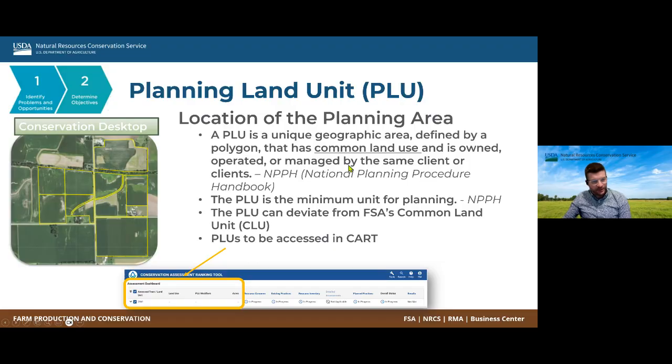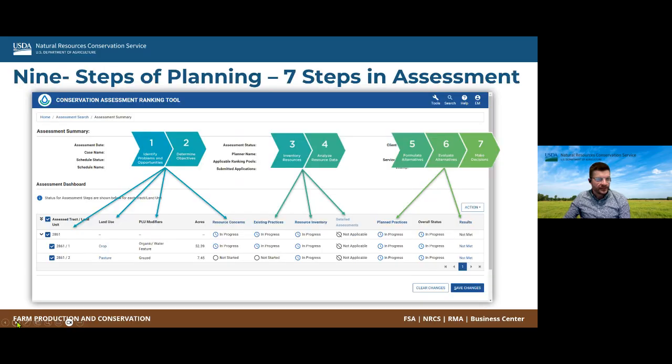And then also a key point is that the PLU, our planning land unit, can deviate from FSA's common land unit known as the CLU. We've seen some extreme cases where, based on geographical needs of the land, FSA may have divided a 300-acre field into upwards of 400 to 500 individual CLUs, but it's all managed the same. It's all one land use, all managed the same. So in situations like that, feel free to work with your states on guidance, but we can group CLUs into larger planning land units. So those PLUs that we create will ultimately feed into the assessment.